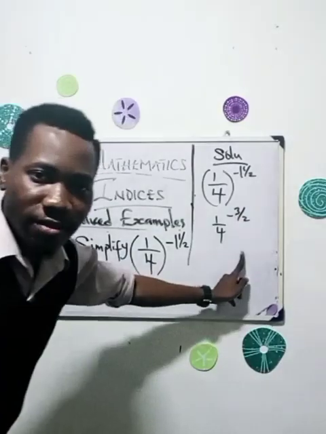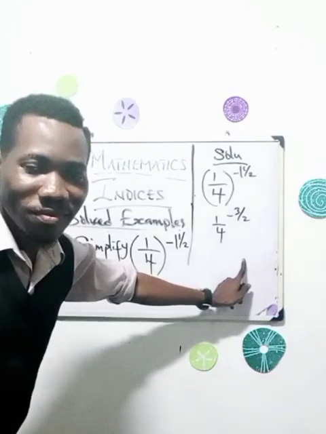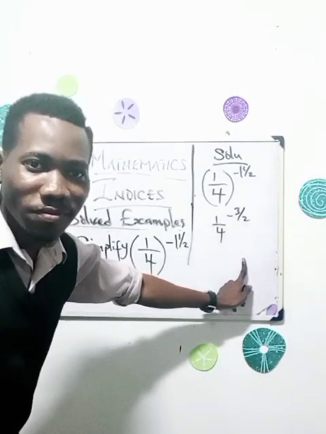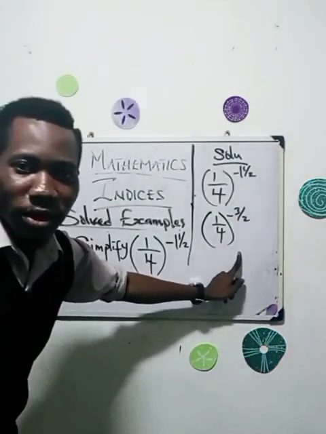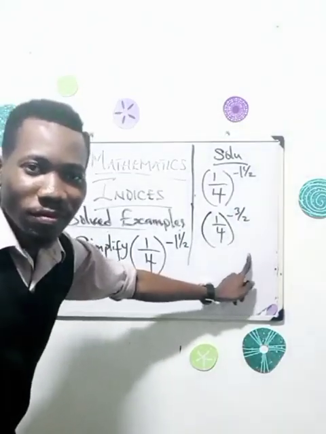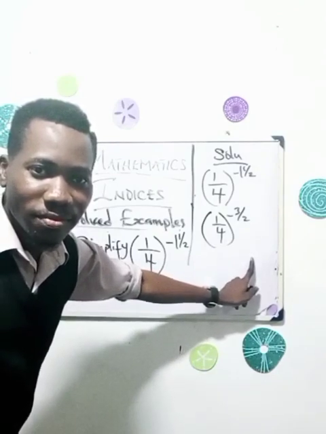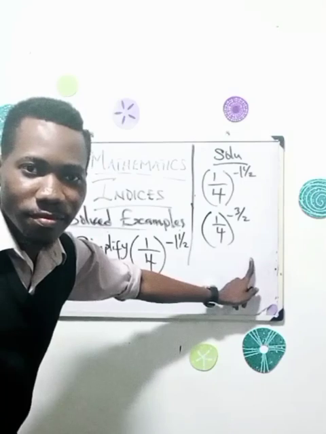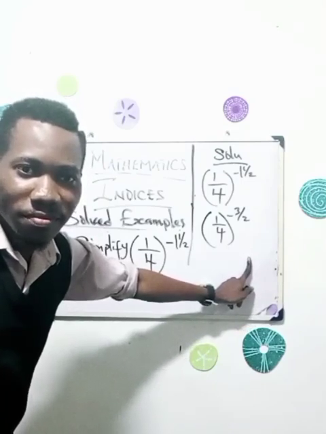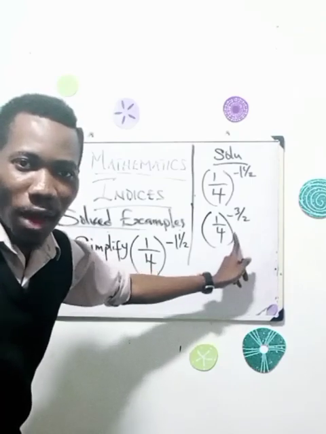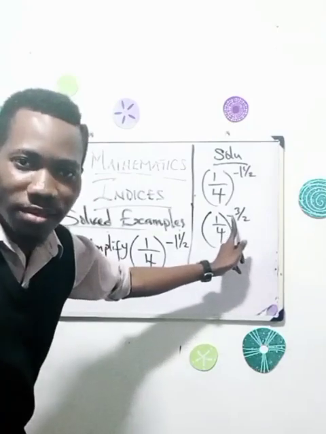So at this level, what can we do? Don't forget your bracket, by the way. How do we remove our bracket? Inverse. Why? Because we have a negative power.